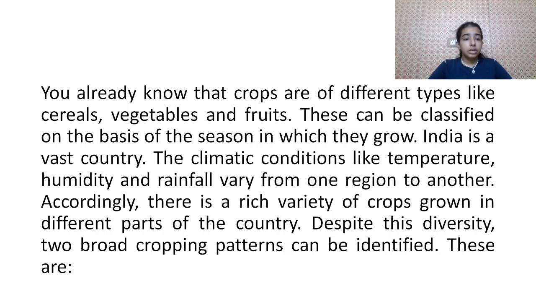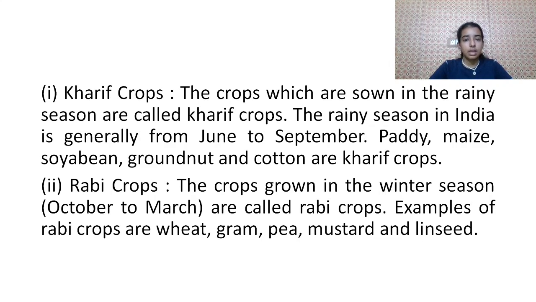India is a vast country. The climatic conditions like temperature, humidity, and rainfall vary from one region to another. Accordingly, there is a rich variety of crops grown in different parts of the country. Despite the diversity, two broad cropping patterns can be defined. These are Kharif crop. The crops which are sown in the rainy season are called Kharif crop.